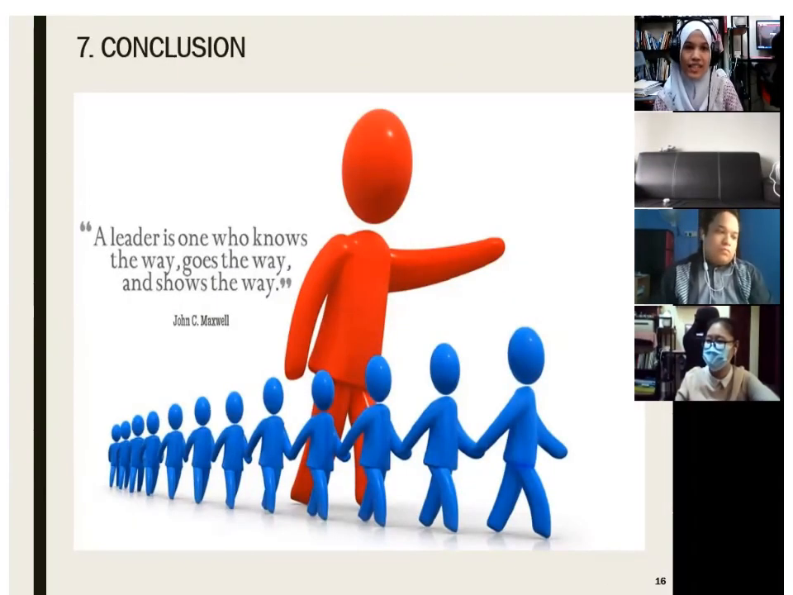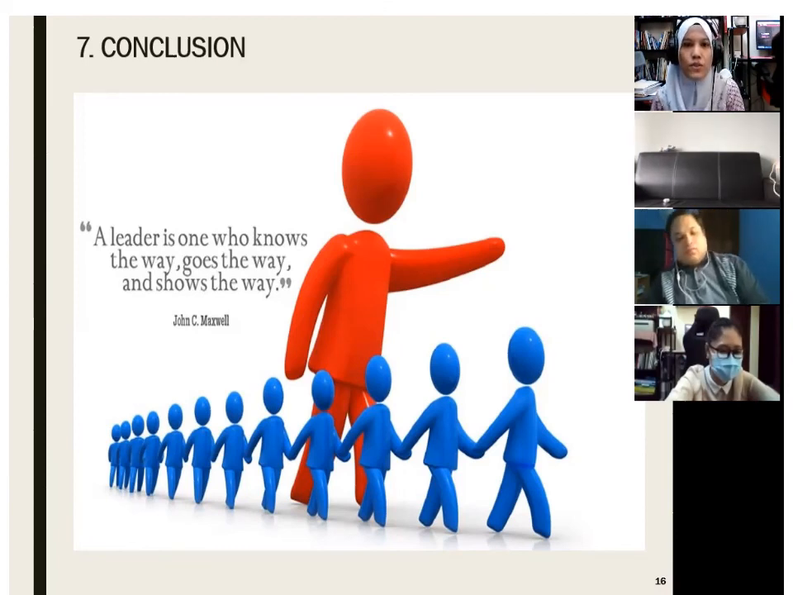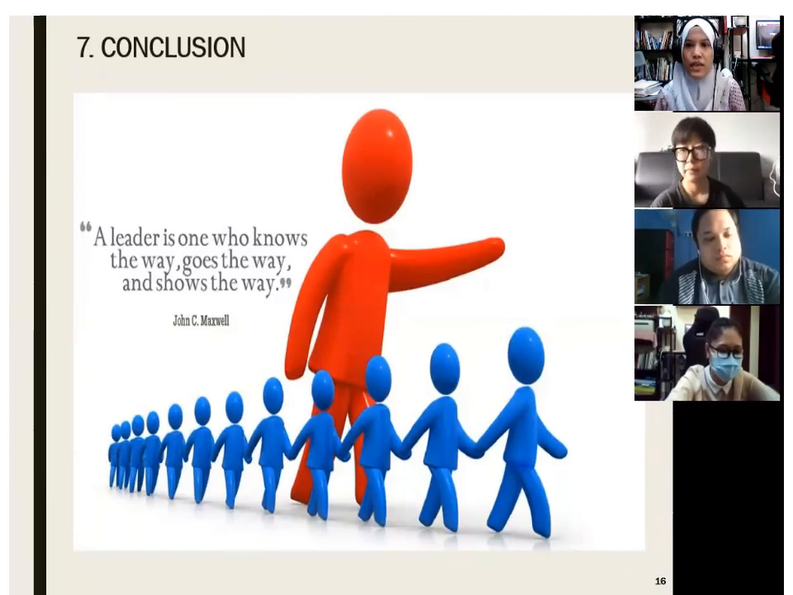As a conclusion, irrespective of how you define a leader, he or she can prove to be a difference maker between success and failure. A good leader has a futuristic vision and knows how to turn his idea into real world success. As John C. Maxwell said, a leader is one who knows the way, goes the way, and shows the way.